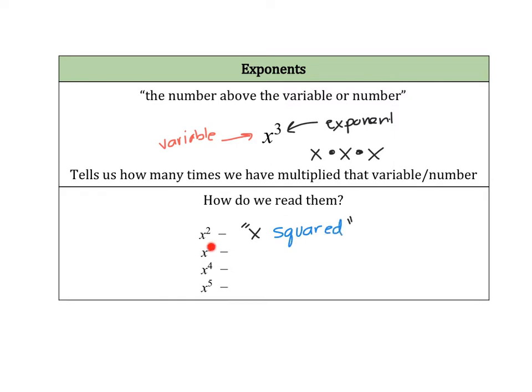So it's important that we know that term so we can read it correctly. And when our exponent is 3, that also has a specific way to read it. We read that as x cubed. Now anything above 3, we're really going to read them about the same. If our exponent is 4, we would say x to the 4th power, or we could say x to the power of 4, and so on and so forth. So if our exponent is 5, we can read it as x to the 5th power, or x to the power of 5.